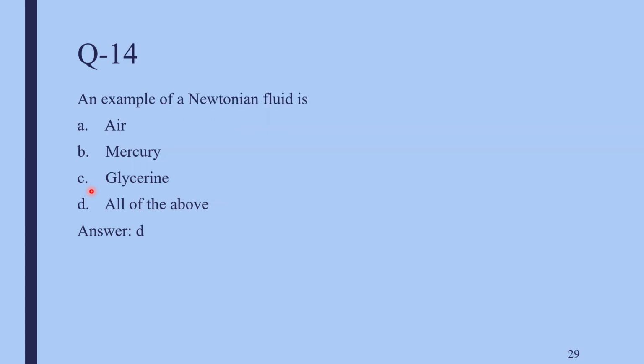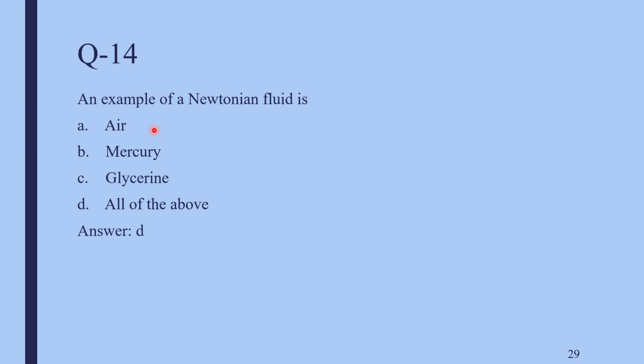In question 14, it is asked that an example of a Newtonian fluid is: option A, air; option B, mercury; option C, glycerin; option D, all of the above. What is a Newtonian fluid?